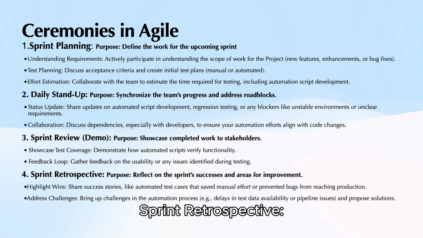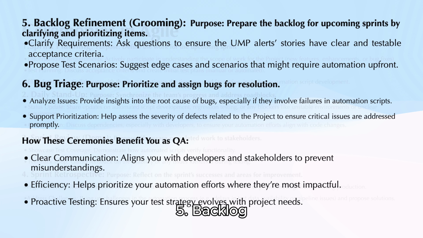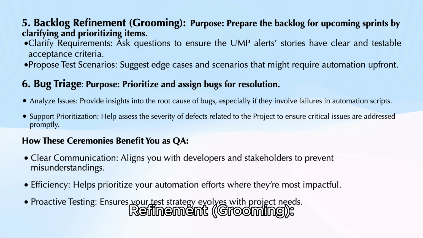4. Sprint retrospective. Purpose. Reflect on the sprint's successes and areas for improvement. Highlight wins. Share success stories, like automated test cases that saved manual effort or prevented bugs from reaching production. Address challenges. Bring up challenges in the automation process, for example, delays in test data availability or pipeline issues, and propose solutions.